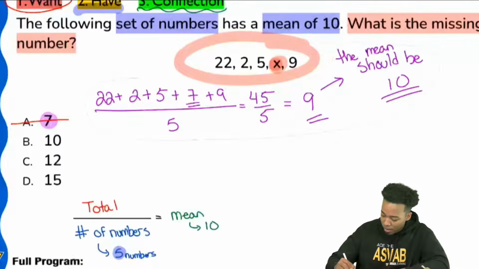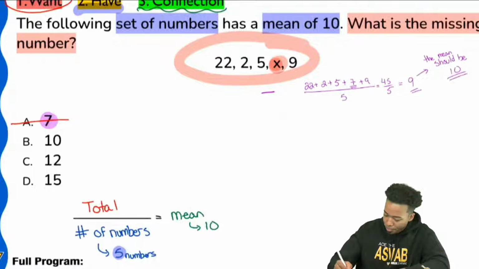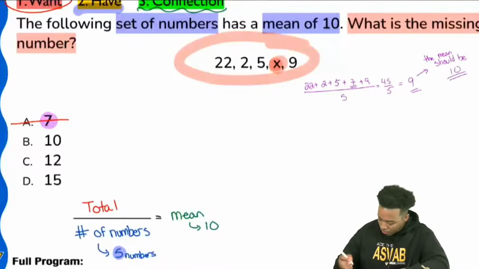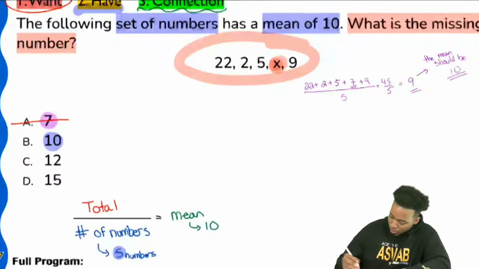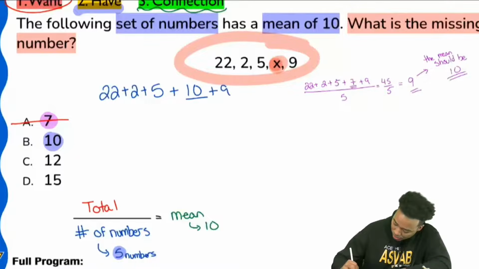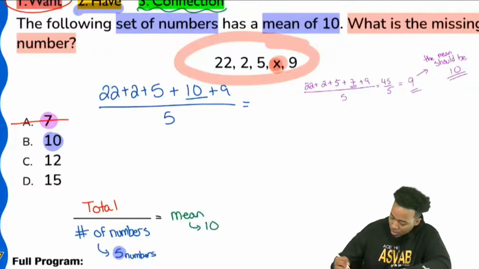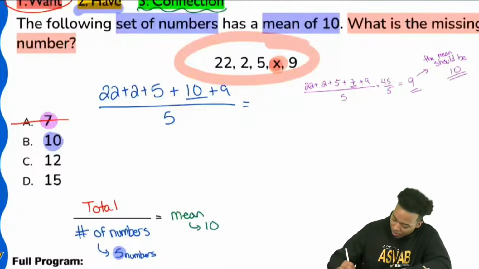I'll erase all this work that I just did. I'll use a different color here, blue for B, 10. Let's try it out. We got 22 plus 2 plus 5 plus 10 plus 9 all over 5. Let's count it out. 22 plus 2 is 24, plus 5 is 29, plus 10 is 39, 39 plus 9 is 48, and then we have 48 divided by 5.